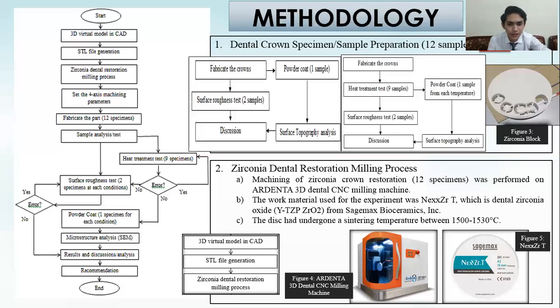Next, we move to the zirconia dental restoration milling process. As you can see in figure 4, this is the Adenta 3D dental milling machine that we used during my study to fabricate 12 samples of dental restoration. During this process, the work material used is Next ZRT, which is obtained from Sagemax Bioceramics.